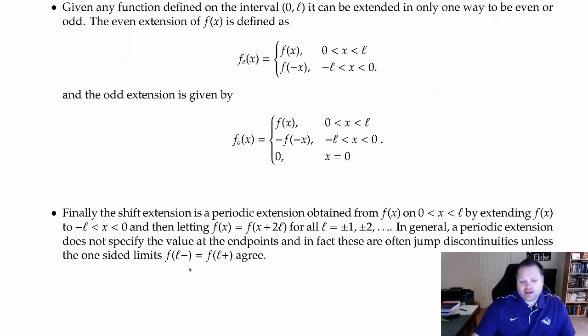What we would love to have happen is the one-sided limits at L from the left and L from the right agree. That's what happened with the even extension on the example we just looked at. Everything connected up and the periodic extension just worked wonderfully. That's the best possible thing that can happen in terms of good convergence of our Fourier series. But that doesn't always have to happen.